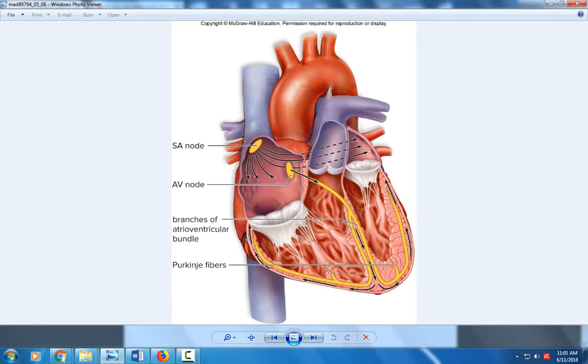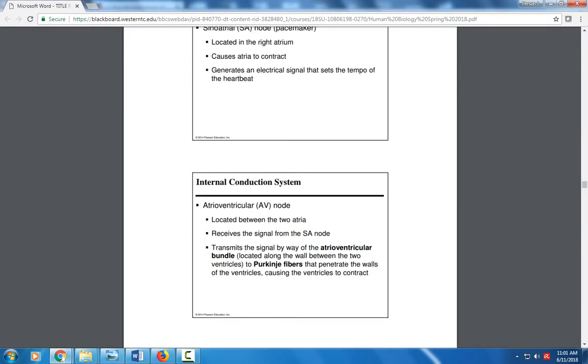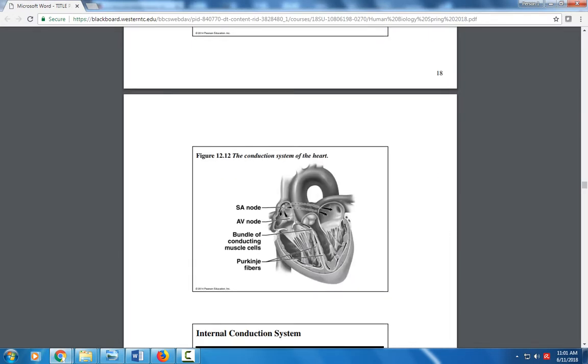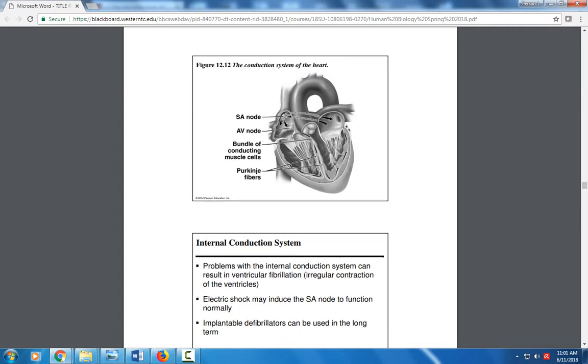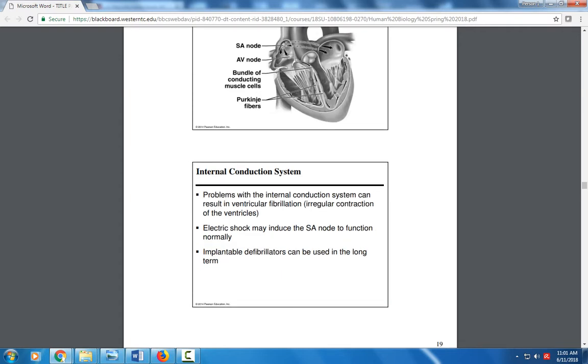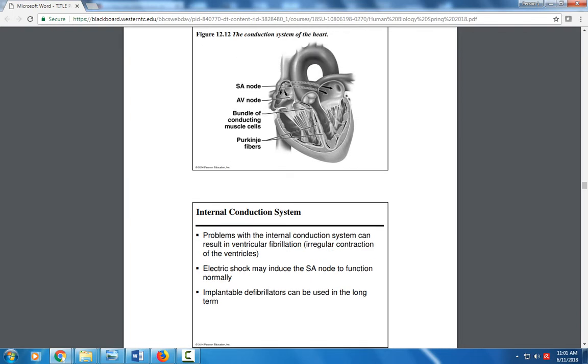So we talked about the electrical system. It starts in the SA node, goes to the AV node, down the bundle branches, and up the Purkinje fibers for those ventricles to contract. So very important, anybody that has ventricular fibrillation, those are weak contractions of the ventricles, that's going to cause death very quickly because there's no blood going to the lungs or the body because of those weak quivering contractions.